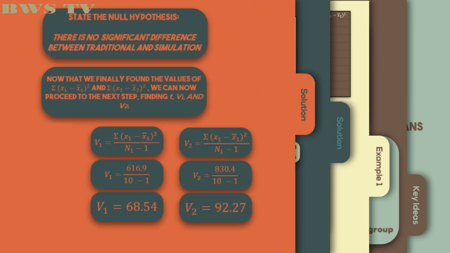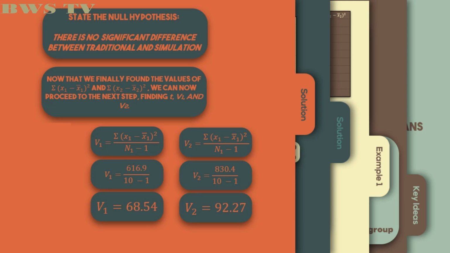Now that we finally found the values of the summation of x sub 1 minus mean sub 1 squared and the summation of x sub 2 minus mean sub 2 squared, we can proceed to the next step, finding the t-value, variance of the first group, and variance of the second group. To get the variances, simply use the formula. Now, just substitute it. For the variance of the first group, it will be 616.9 over 10 minus 1. Variance of the first group is equal to 68.54.